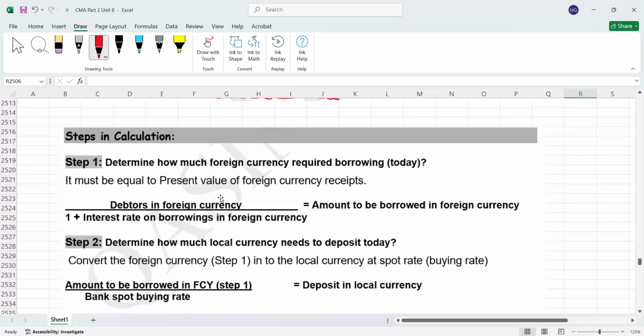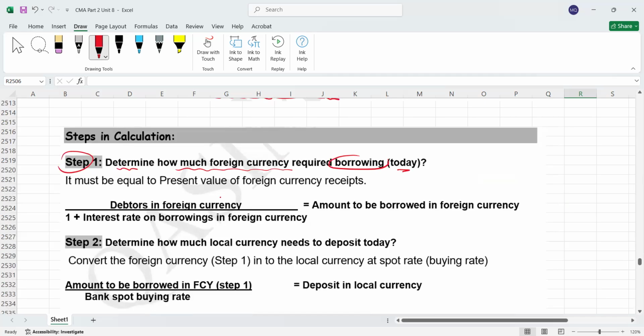So generally these are the steps, guys. First, I'm just trying to explain theoretically what you will do. How would you define step number one? We have to determine how much foreign currency we need to borrow today. Okay, how much foreign currency we will borrow today.